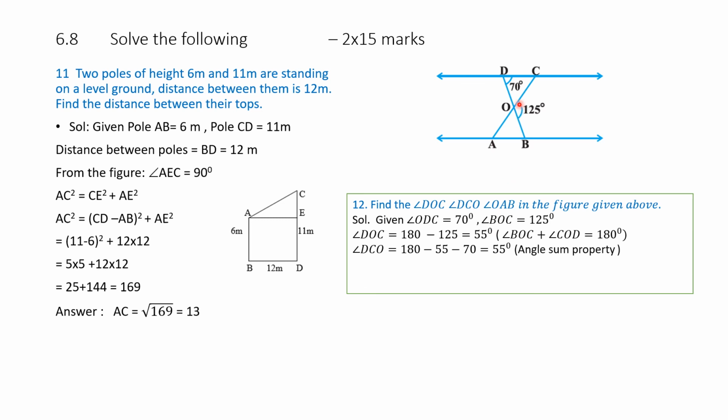Angle OAB. Now we have to determine angle OAB. We know that DC and AB are parallel, so these are alternate angles. We have found angle C is equal to 55 degrees. Therefore, angle A is also equal to 55 degrees because it is an alternate angle to DCO. Hence, we have found all the angles. Hence, proved.